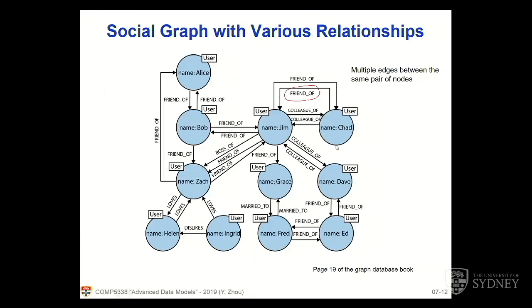Like between these two users, they could be friends of each other and they could be colleagues of each other as well. And also between these two users, they could be friends with each other, and also one user could be the boss of the other user. So there are multiple relationships. To represent this, we add multiple edges.